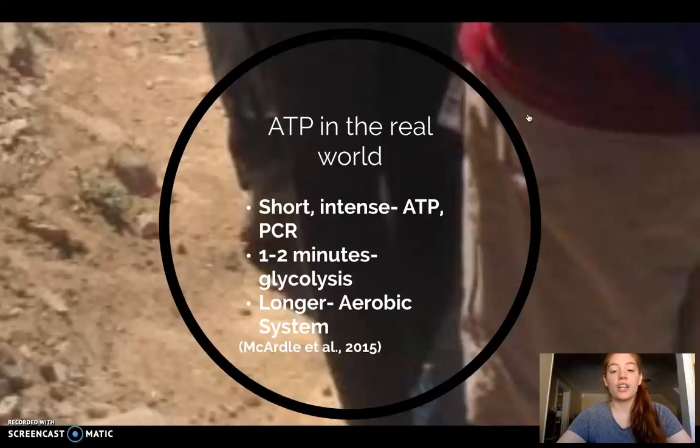And then longer, you're going to start using the aerobic system, which is going to move into the citric acid cycle and the electron transport chain. The citric acid cycle and the electron transport chain must have oxygen to be used. Glycolysis does not, it's anaerobic, which means that it does not have to have oxygen. After glycolysis, if there is no oxygen present, then it's going to go into fermentation, which would produce lactate. If there is oxygen present, then it can go on into the citric acid cycle.